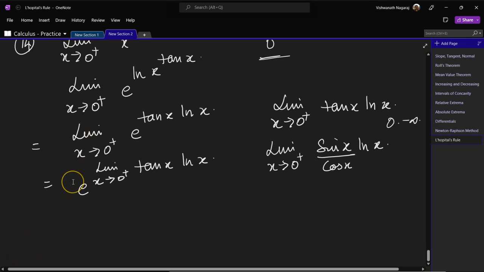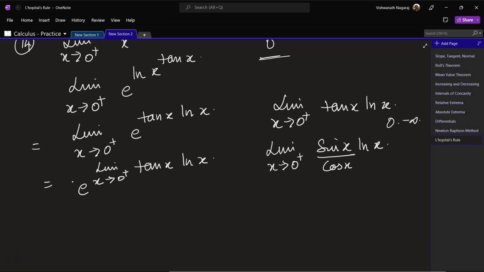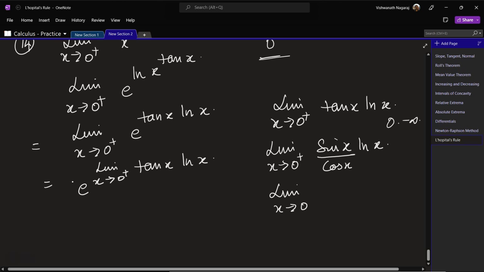Now again, as in the previous problem, we can take the limit of the numerator and denominator separately. In the denominator we have cos x. If we take the limit as x goes to 0, this becomes cos 0, which is 1, so we can ignore it. And we end up with sin x natural log of x, limit as x approaches 0.